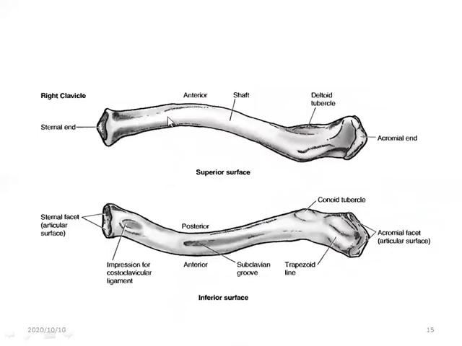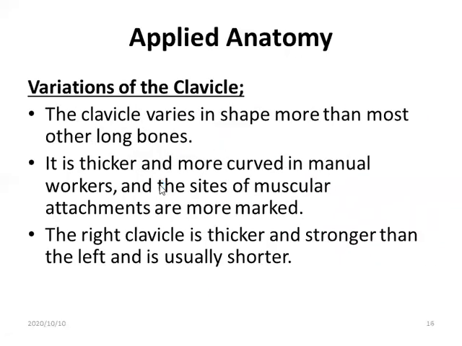This is another picture of the clavicle bone. You clearly see that it is of S shape. This is the conoid tubercle. This is the posterior, with the inferior subclavian groove. This is the trapezoid line, clearly mentioned here. The deltoid tubercle is where the deltoid muscles attach. This is the sternal facet, also called the articular facet.